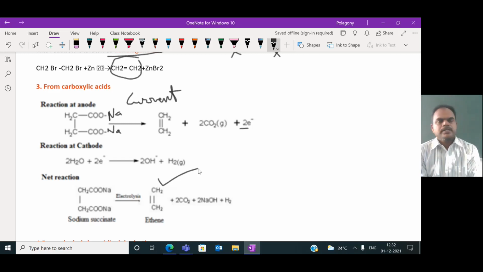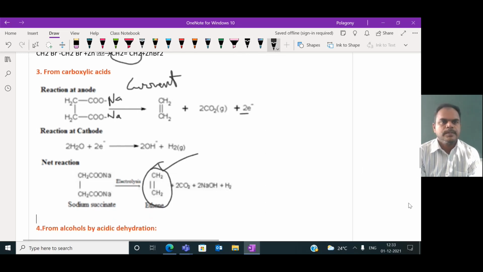That means when current is passing through the aqueous solution of salts of carboxylic acids, we get hydrocarbons, as you already know. When current is passed through sodium acetate, we'll get ethane. When the current is passing through disodium succinate, we'll get the ethene gas. So these are the preparation methods of alkenes.